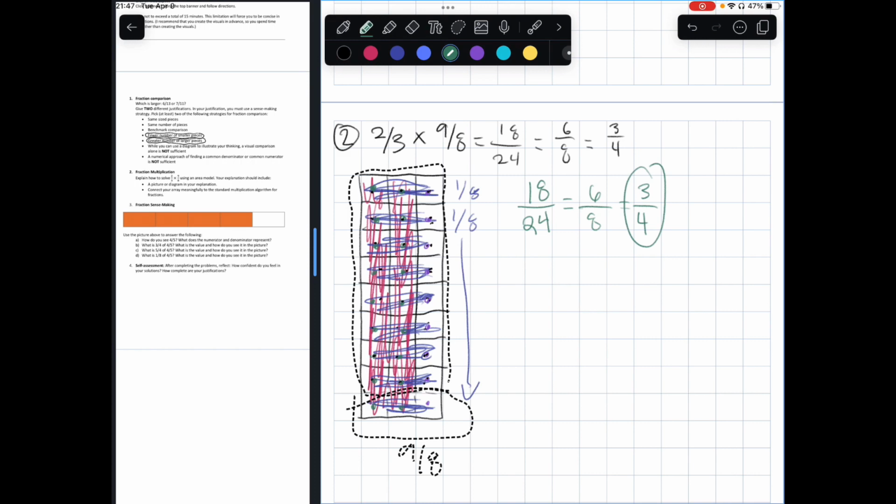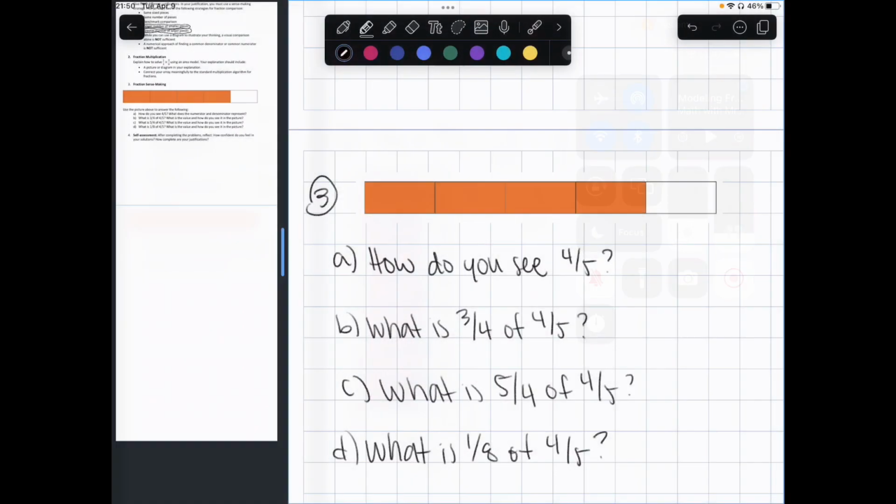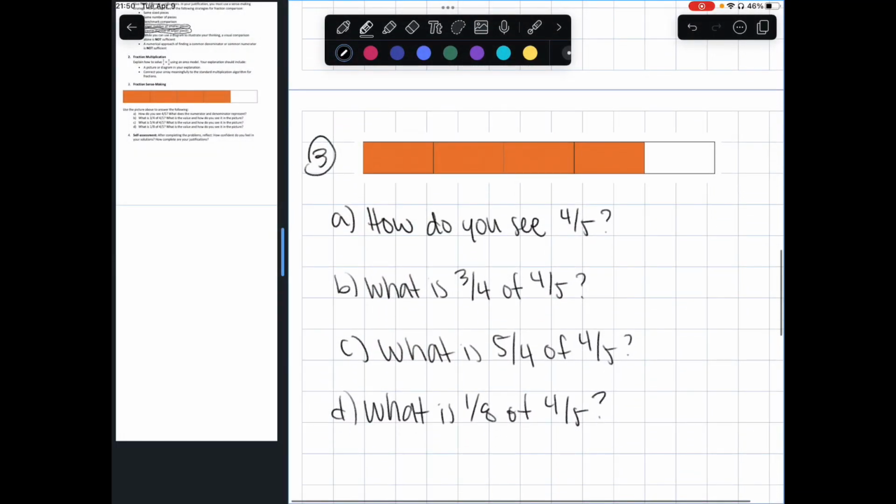And from the looks of it, 3/4 of our model has been completely filled in, because this part right here is our 3/4. So yeah. Okay, moving on to number 3. I'm going to do this part in sections, so there may be cuts here and there.